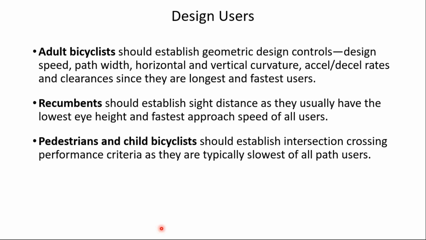The recumbent bikes, which I think we mentioned in the opening class, should be used to establish sight distance because the operators there have the lowest eye height compared to, say, an adult bicyclist. And they may also have the fastest approach speed of all users. And then probably pedestrians and child bicyclists should be used to establish the intersection crossing performance criteria, since they are typically the slowest of the path users.